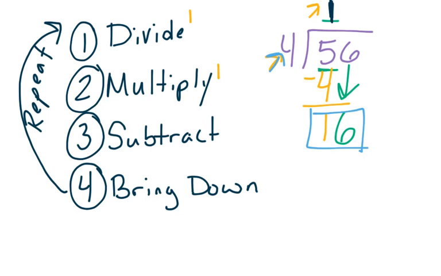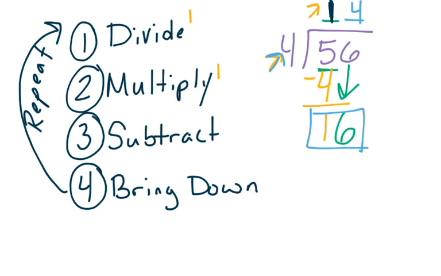My divisor is used in almost every single piece of this. Okay? So now I have to think, what is 16 divided by 4? Or 4 times what gets me close to 16 without going over? 4 times 4 gets me there.